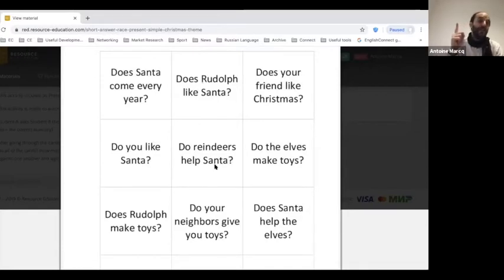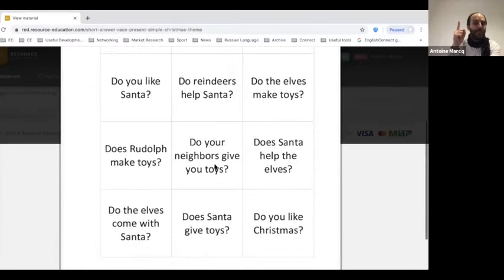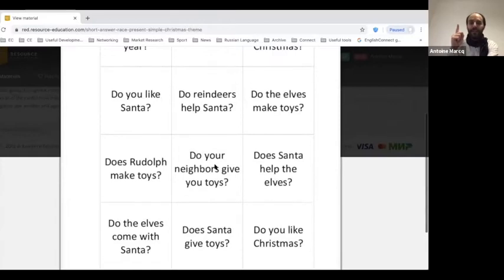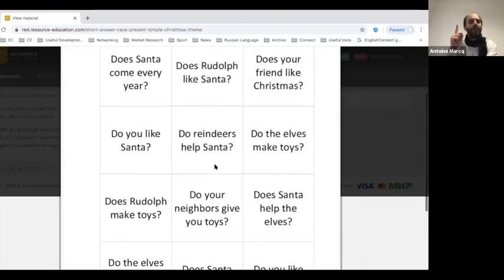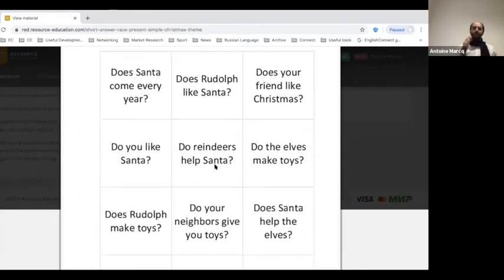Does Santa come every year? Yes, he does. Does Rudolph like Santa? Yeah, he does. Does your friend like Christmas? No, he doesn't. Do you like Santa? Yes, I do. Do reindeers help Santa? Yes, they do. Do the elves make toys? Yes, they do. Does Rudolph make toys? No, he doesn't. Do your neighbors give you toys? No, they don't. Does Santa help the elves? No, he doesn't. Do the elves come with Santa? No, they don't. Does Santa give toys? Yes, he does. Do you like Christmas? Yes, I do.